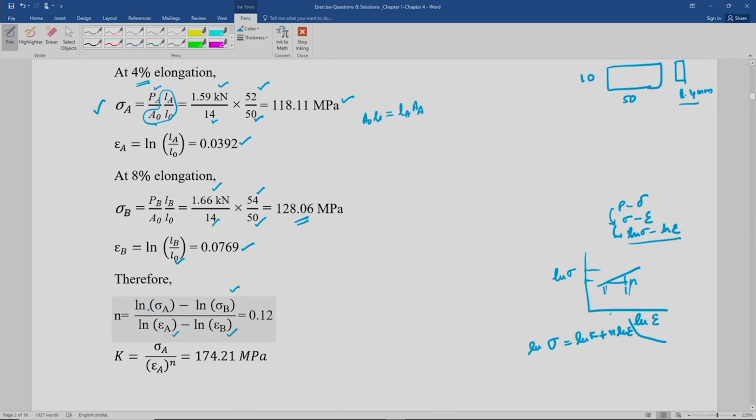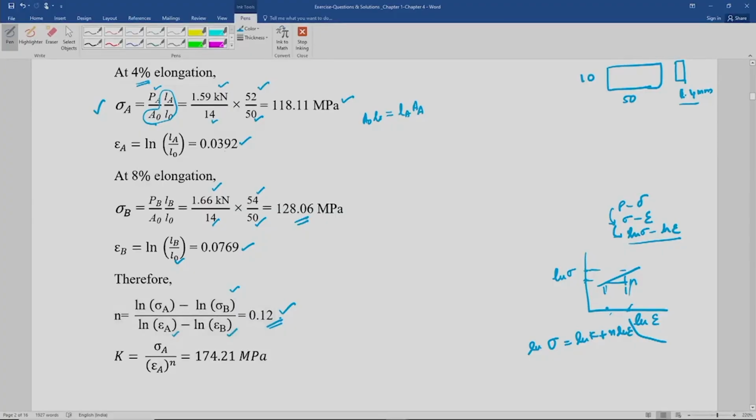So, what is n? n is nothing but the slope of a logarithmic plot of sigma versus epsilon. For the slope, you pick up one point, with the values you already calculated, and the corresponding other point, and you go and check it. It is going to be ln of sigma a, that is 118.11, minus ln of sigma b, 128.06, divided by ln of epsilon a and epsilon b. You will get n as 0.12. So you can also understand a typical value of n: 0.12, 0.2, 0.25. The better the n value, the better it is for formability. In due course, you will understand that.